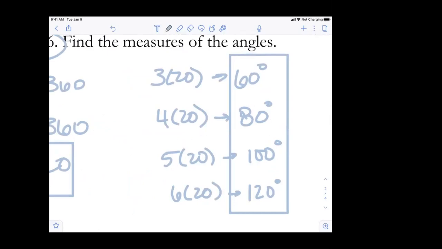Again, we can check our work by doing 60 plus 80 plus 100 plus 120. I can just look at it and know that 100 plus 80 is 180. And then 60 plus 120 is 180. And 2 times 180 is 360. So I should be good. I'm good to go. I checked my work. Check.